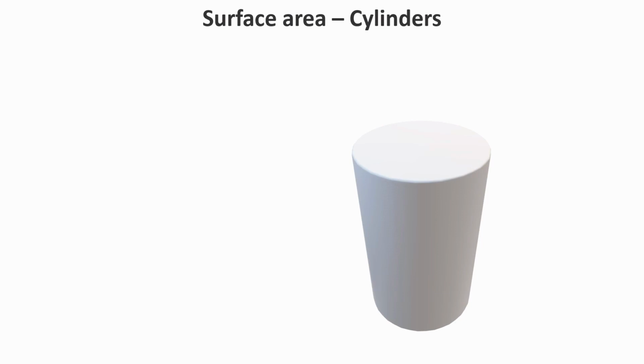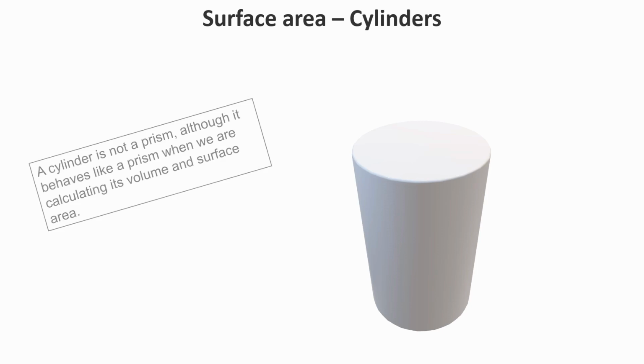We know the surface area is the total area of all the exposed outer surface of an object. It is like a skin that covers and protects the object. Normally the cylinder is not a prism. Always remember that, because we don't have a polygon as the base of the cylinder. That's why it is not considered a prism, although it behaves like a prism when we are calculating its volume and surface area. So let's see how the cylinder works for us.